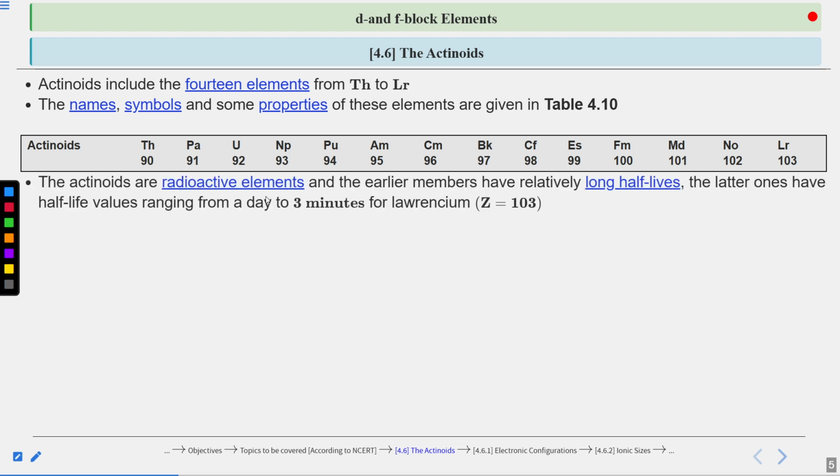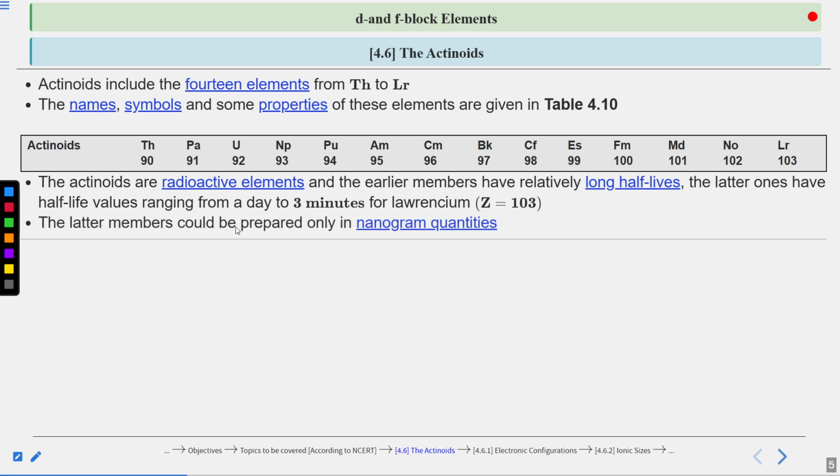The actinoids are radioactive elements, which means they decay with time. The earlier members in the actinoid series have relatively long half-lives, and the later ones have half-life values ranging from a day to 3 minutes for lawrencium. So lawrencium, whose atomic number is 103, has only 3 minutes of half-life. The earlier members of this series, like thorium and protactinium, have relatively longer half-lives than the later elements in the series.